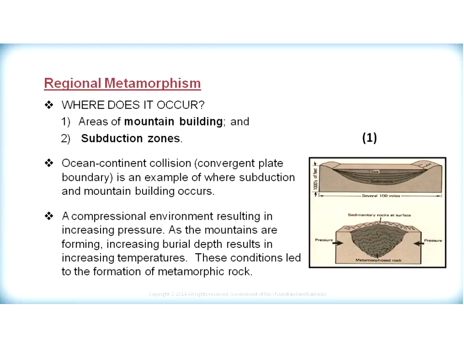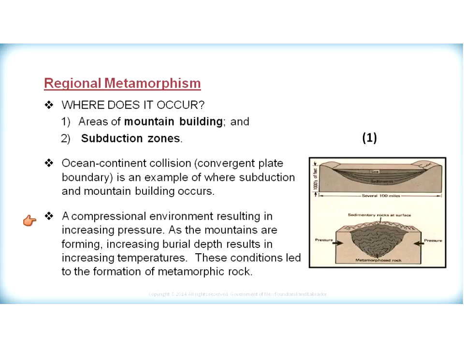So when we look at regional metamorphism, where does regional metamorphism occur? Two areas in which regional metamorphism occurs would be number one, in mountain building areas, and number two, subduction zones, which are located along collision boundaries. If we look at ocean-continent collision boundaries, this is an example of where subduction and mountain building can occur.